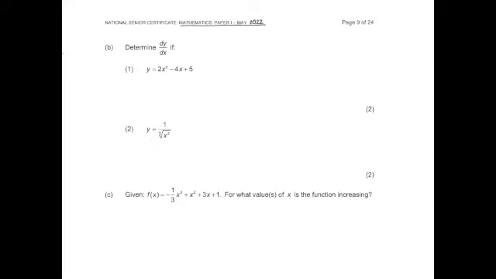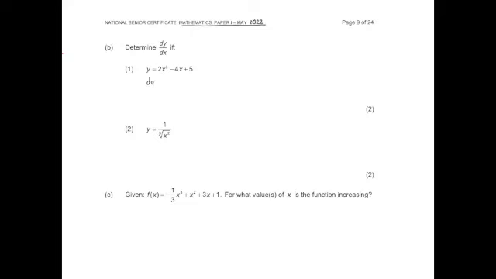Hello there, lovely ones. So we're working through the calculus questions from Mathematics Paper 1, May 2022. It's the IEB Maths paper, supplementary. And so these two questions are going to be our first derivative questions. The first one's really nice and easy.